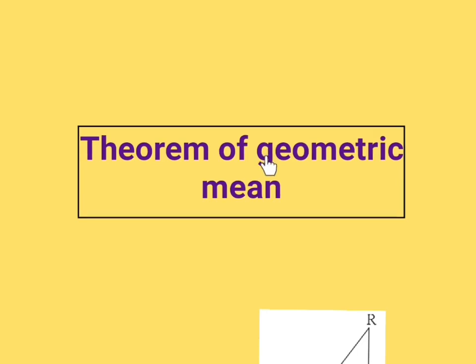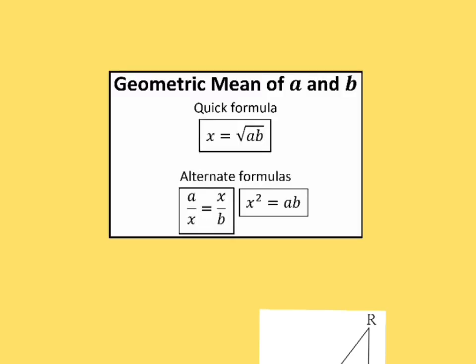First we'll revise the meaning of geometric mean. Suppose there are three numbers, that is a, x and b, and if a upon x is equal to x upon b, then x is said to be the geometric mean of a and b. Listen again. If a upon x is equal to x upon b, meaning the denominator of the first ratio and the numerator of the second ratio is the same, then that same number is said to be the geometric mean of the remaining two numbers.